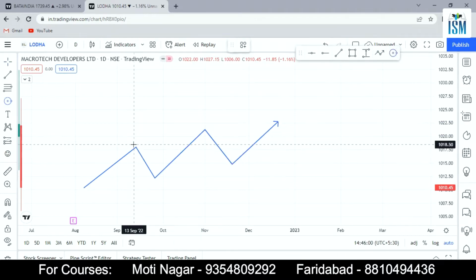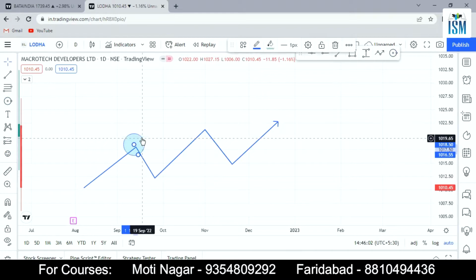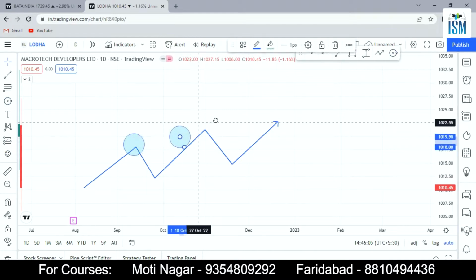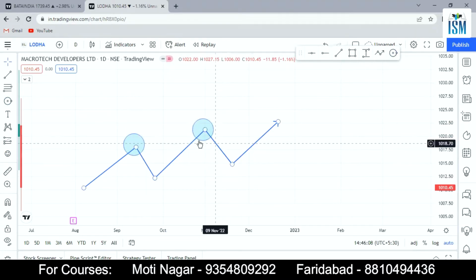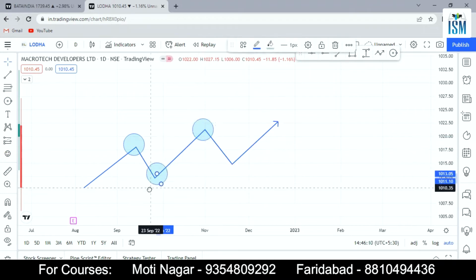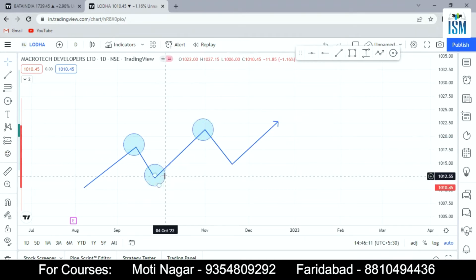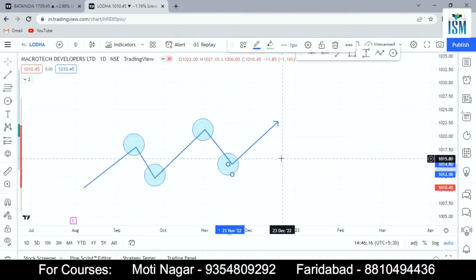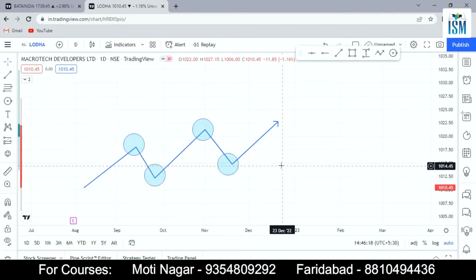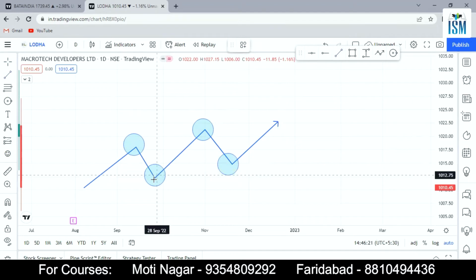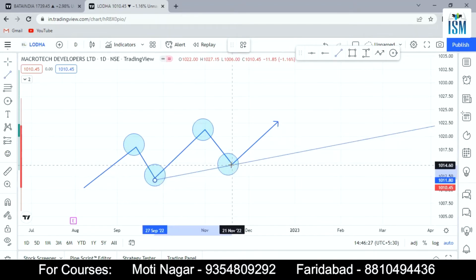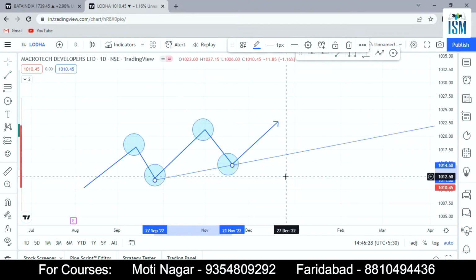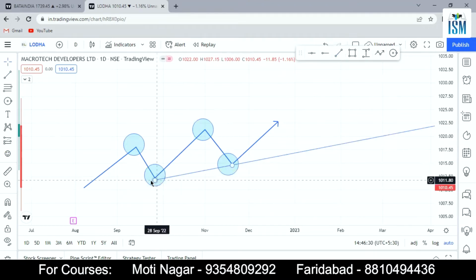You get a high here, similarly a higher high here. Also a low here and a higher low here. To draw a trend line, you need at least 2 points. So what we'll do is, we'll connect a low point and the other low point. This makes up our trend line.